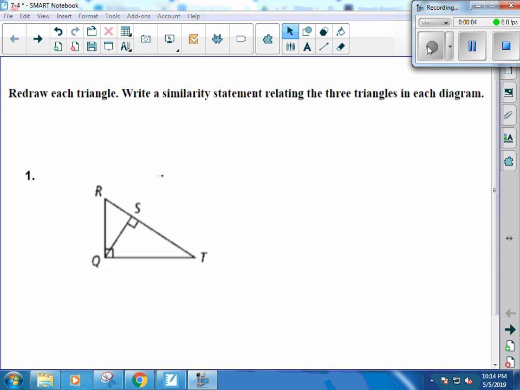Guys, in this video we are going to work on lesson 7.4, which is your last geometry lesson. Super exciting. It is finding similarity in right triangles.